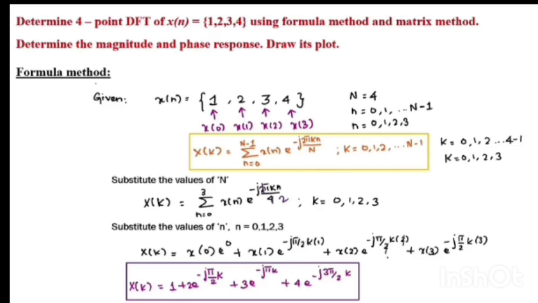Now we all know the value of x of 0 is 1, the value of x of 1 is 2, the value of x of 2 is 3, the value of x of 3 is 4. That is nothing but from the given question I have taken these values. So now we all know anything raised to the power of 0 is 1. 1 multiplied by 1 is 1, plus 2 into e power minus j pi by 2 k, plus 3 into e power minus j pi k, because both the 2s will get cancelled, plus 4 into e power minus j 3 pi by 2 k. So this is the value of x of k.